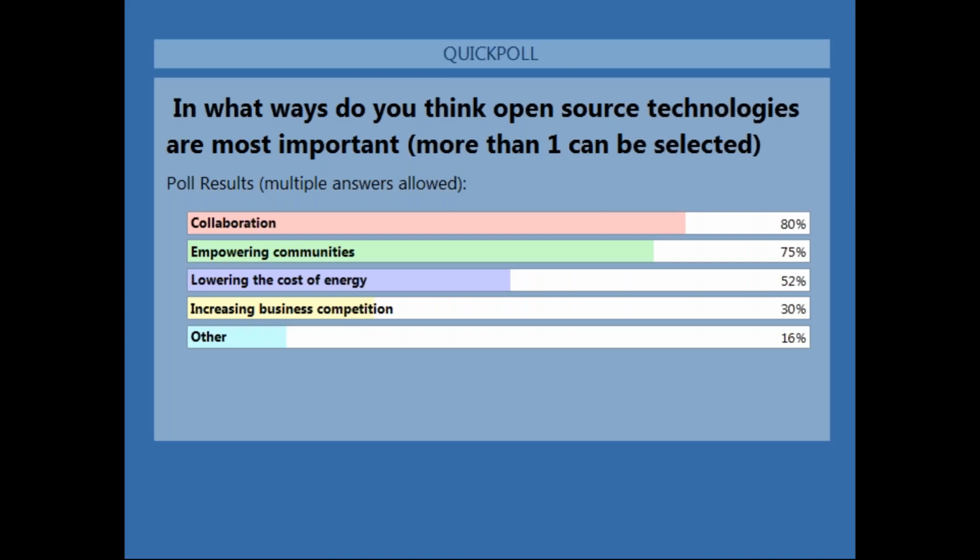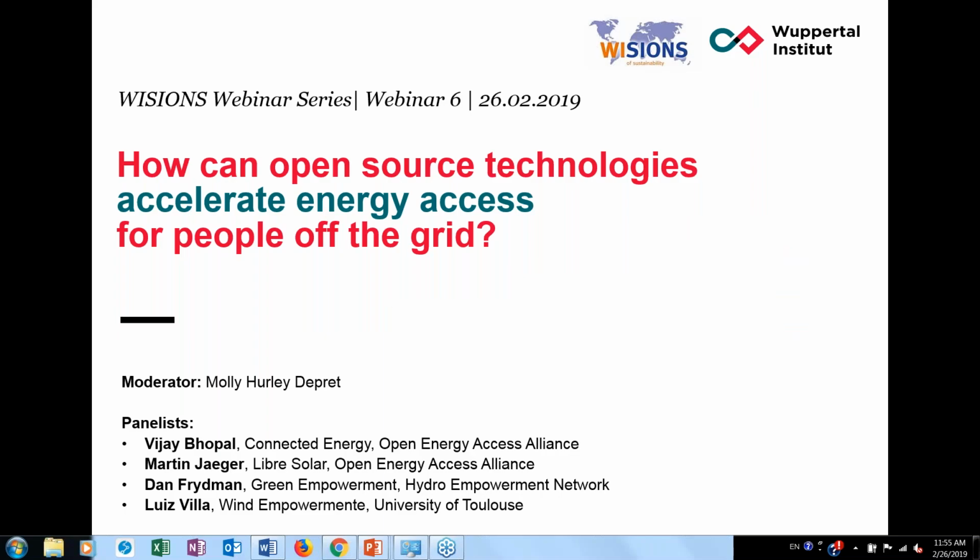Okay, great. So we have 80% who say collaboration is very important, 75% say empowering communities. Half of you think it's also important for lowering the cost of energy, and a third of you say increasing business competition is an important benefit for open source technologies. Okay, let me move directly into our Q&A session.